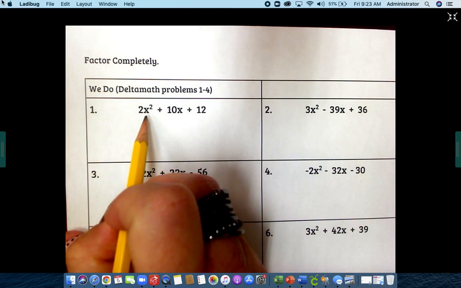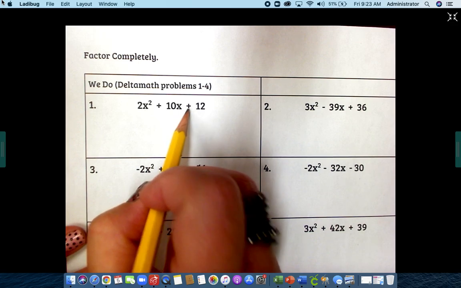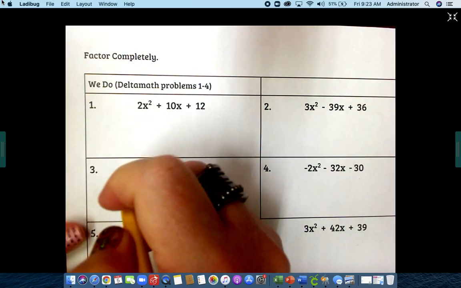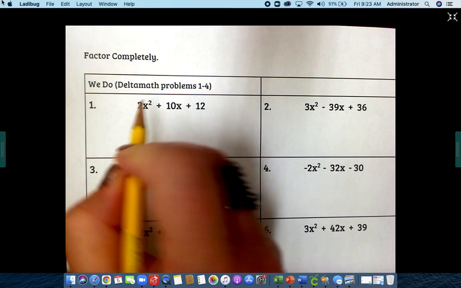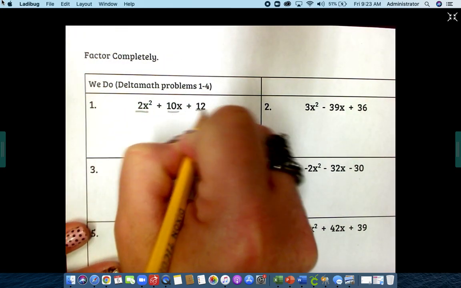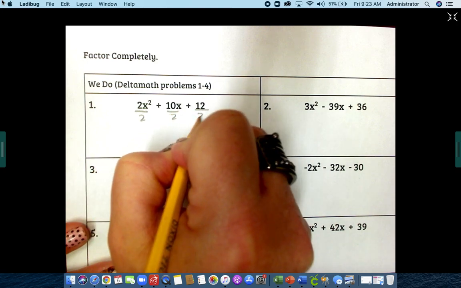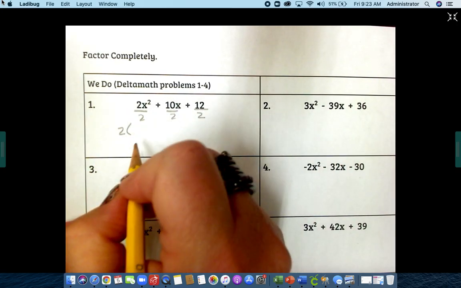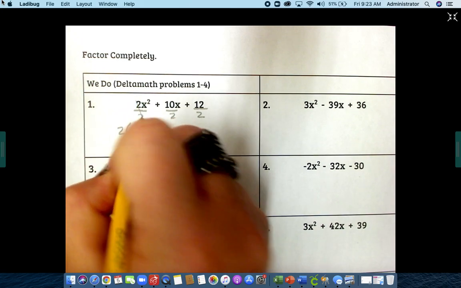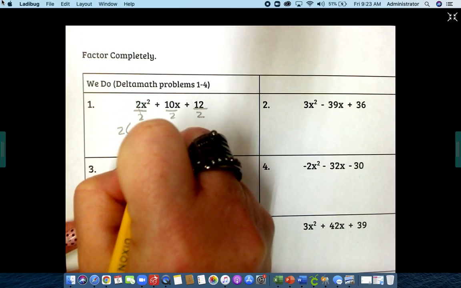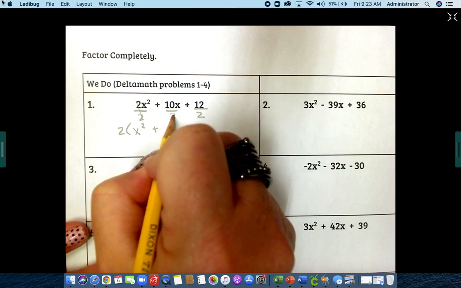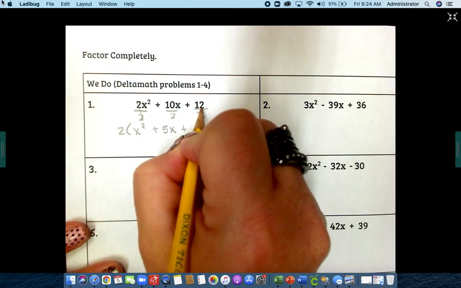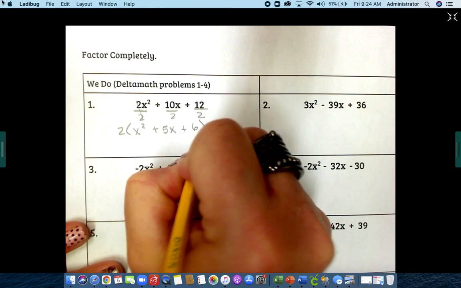So we've got 2x squared plus 10x plus 12. Again, I notice that all 3 of these are even numbers, meaning they're all divisible by 2. So I'm going to divide out a 2 from all of these terms. When I do that, I get x squared, 10 divided by 2 is 5, and keep my x, plus 12 divided by 2 is 6.